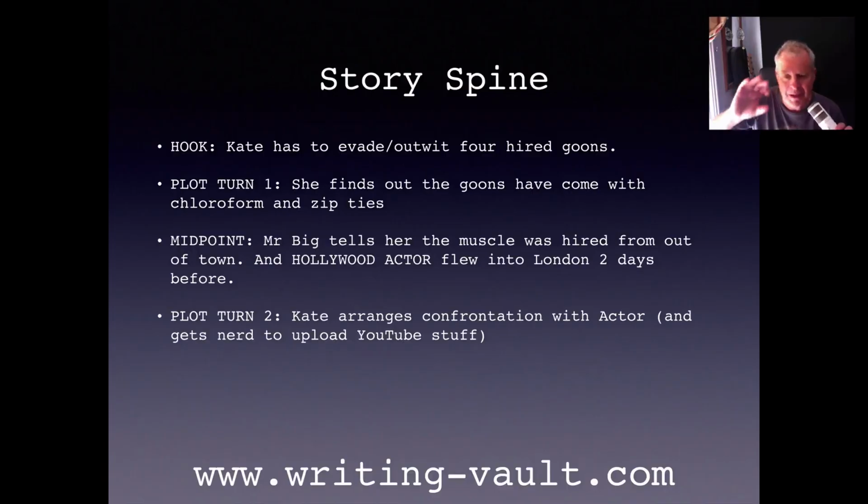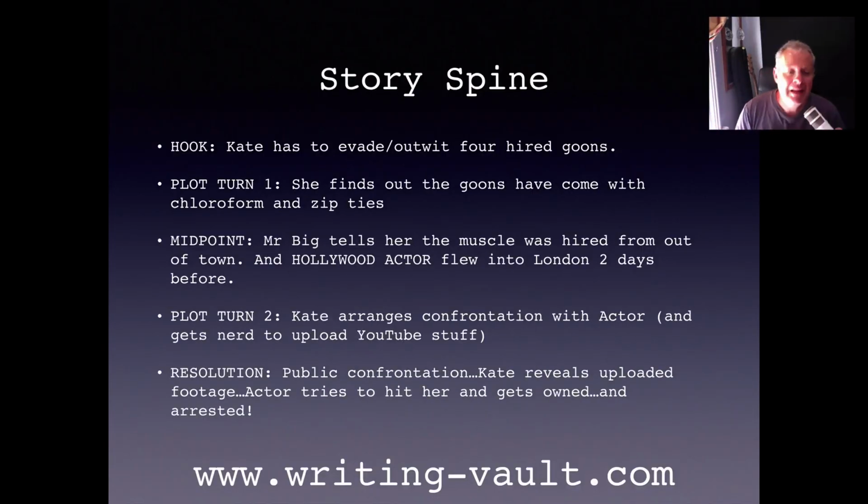But I thought I'd mention it because I find it a really handy characterization thing initially when you're at this stage where you're just painting the very broad strokes of the story, and then finally the last point, we get the resolution where there's the public confrontation. I still quite like the idea of the Ritz for the confrontation. Kate reveals that she's uploaded footage. The actor gets cross, he tries to hit her.